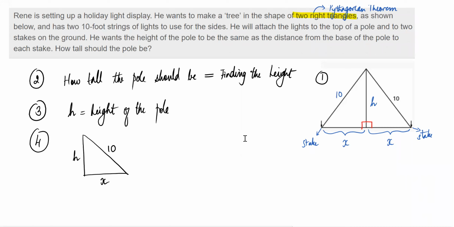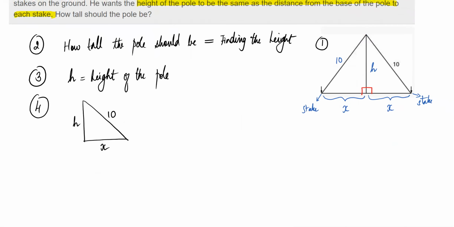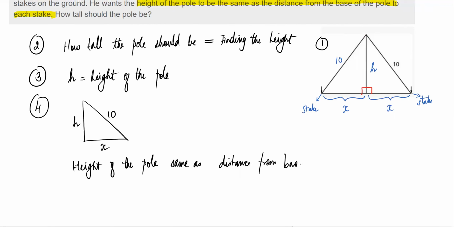Okay, so in step 4, we have a crucial piece of information coming from the sentence here. The height of the pole is to be the same as the distance from the base of the pole to each stake. How does that translate? Let me just write it out here: height of the pole same as distance from base to stake. We're only focusing on one side of the triangle, so it's true for both stakes, but we're just focusing on the right side, from the base to stake.